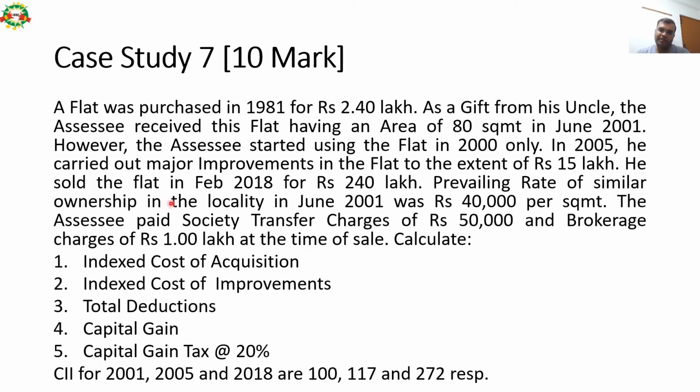The prevailing rate of similar ownership in the locality in June 2001 was 40,000 per square meter. The assessee paid society transfer charges of rupees 50 lakhs and brokerage charges of 1 lakh rupees at the time of sale. Calculate index cost of acquisition, index cost of improvement, total deduction, capital gain and capital gain tax at the rate of 20%. Cost index for these 3 years has been given in the question, 117 to 22.